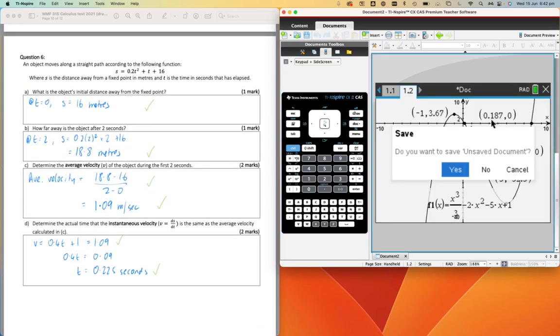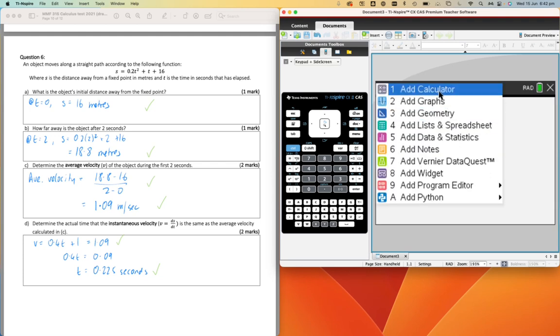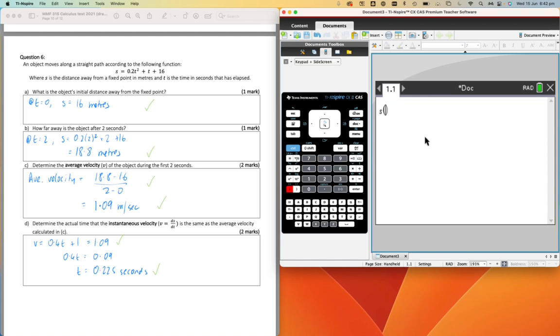So again, I'll just create a new document, probably faster than trying to muck around with stuff. No, I won't save it. Add a calculator. The first thing I'm going to do is define S of t. You can use S of x, it's no drama, but I'm going to do it according to this. S of t is equal to 0.2t squared plus t plus 16. Done, defined. Under my vars here, you can see I've got a function f that's defined as being called by using S.